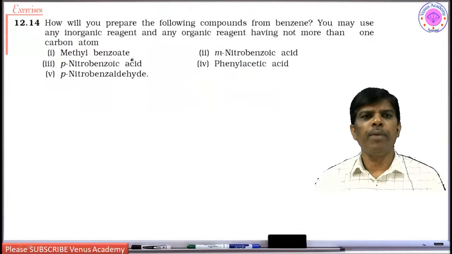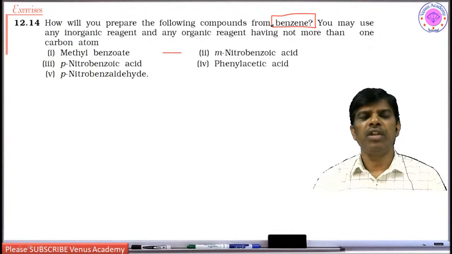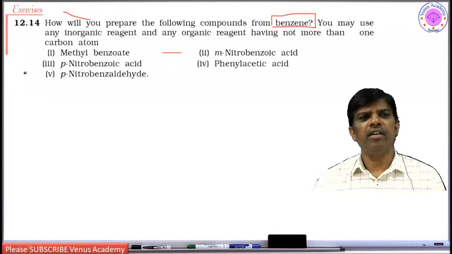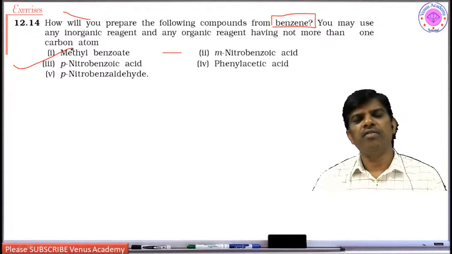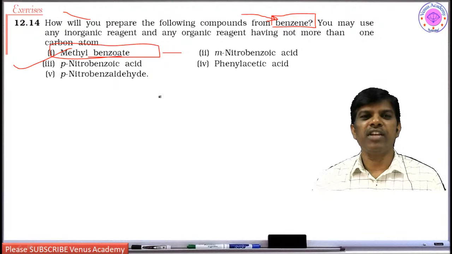Next, how will you prepare the following compounds from benzene? Dear students, this is very important for all levels of chemistry students, whether you are at 10+2 level, or 10+2+3 level, or PG level, or PhD level, right? This question you may get in a lot of exams or interviews. Wherever you attend an interview, they may ask you how to prepare these compounds from benzene. Write simple equations. Methyl benzoate: how will you prepare methyl benzoate from benzene, meta-nitrobenzoic acid, para-nitrobenzoic acid, phenylacetic acid, para-nitrobenzaldehyde? They will give benzene and ask you to prepare these compounds.